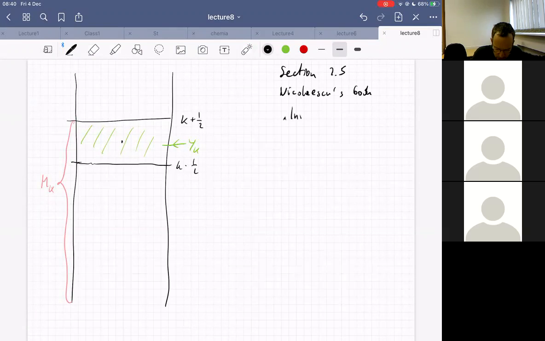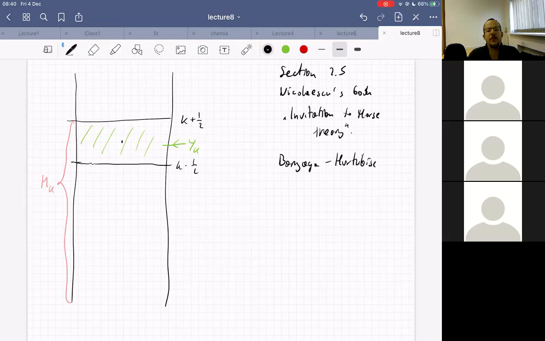So, "Invitation to Morse Theory." I chose this because it's conceptually the best. It tells you what is going on. And Banyaga-Hurtubise give many more details, but not all the details, but they give enough details so that you have real trouble understanding it.